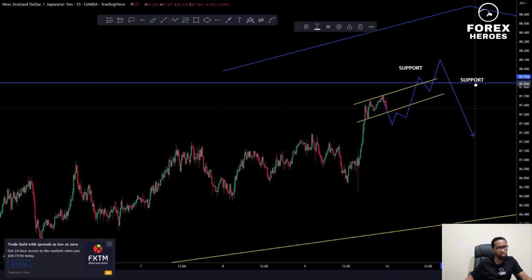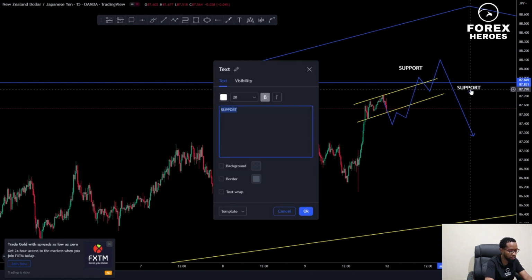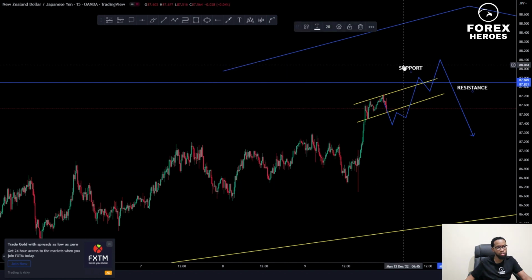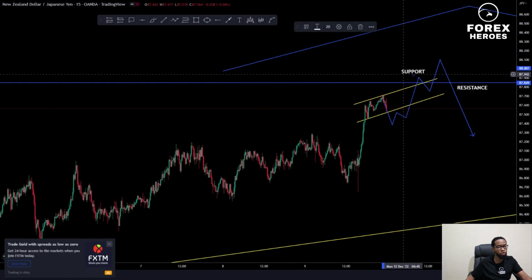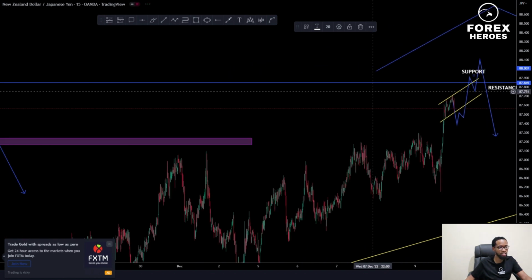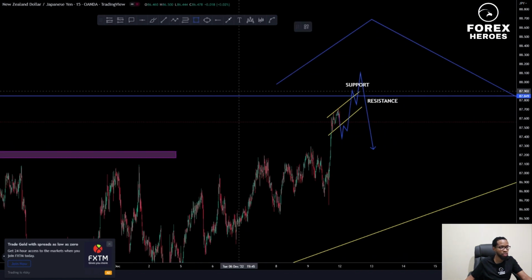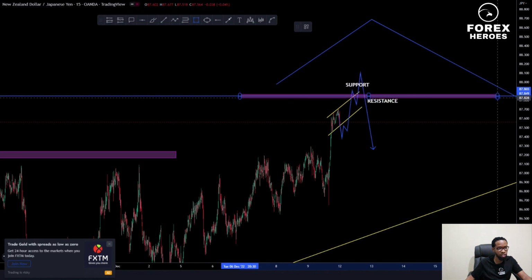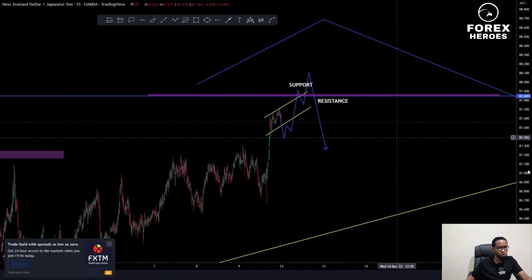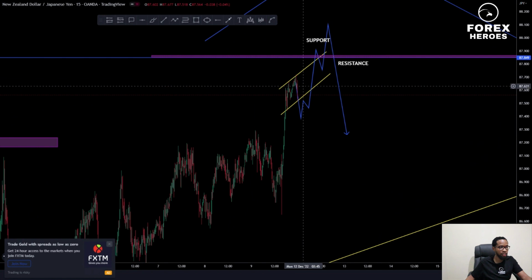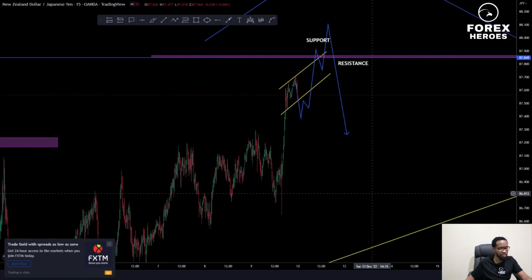And then below it, it's the resistance. So we can look for buys at the top, and below, as long as it's still below this, the only setups that are high probability are sells.